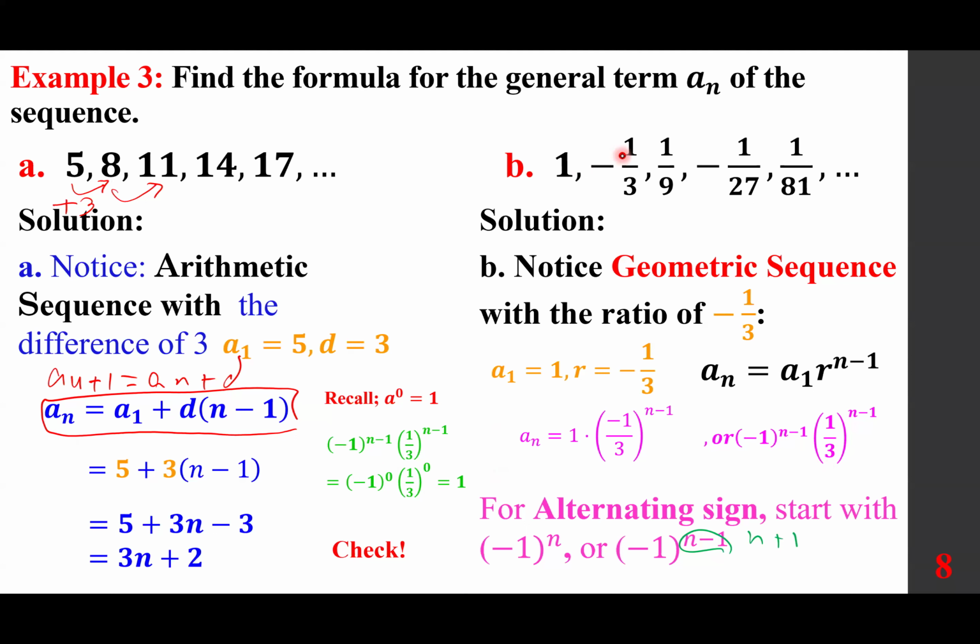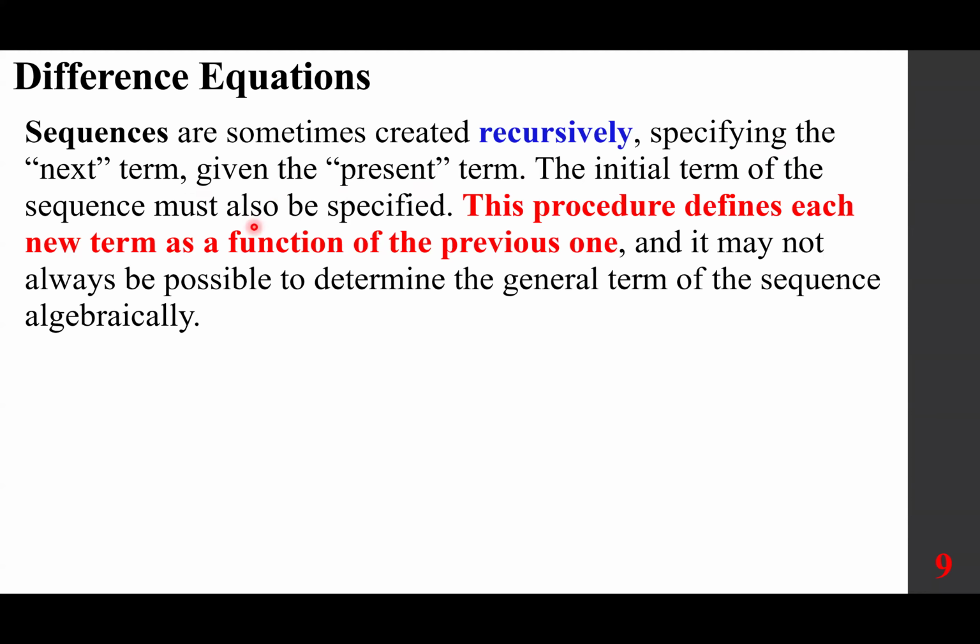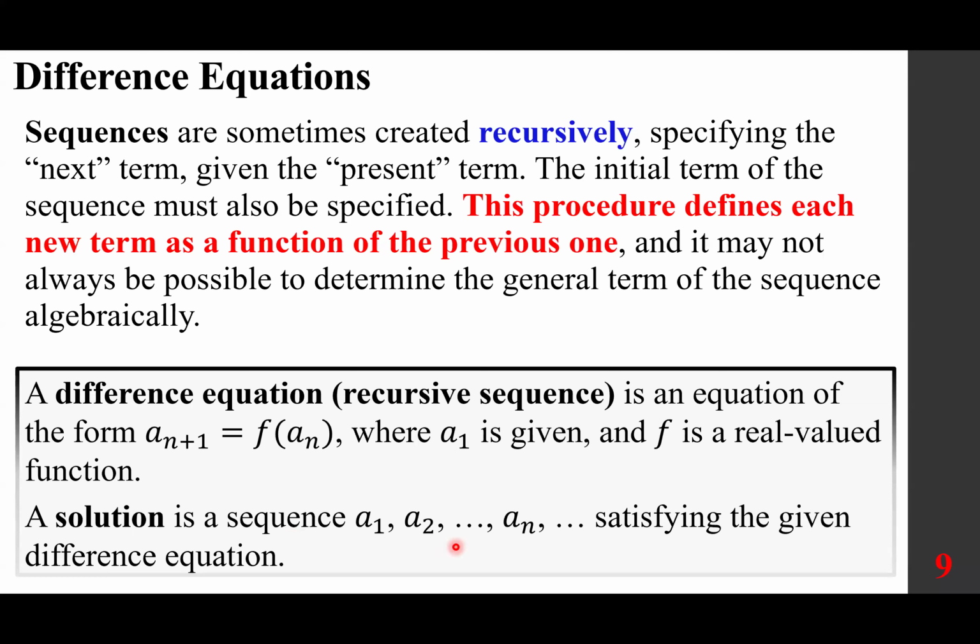Sequences are sometimes created recursively, specifying the next term given the present term. The initial term of the sequence must also be specified. This procedure defines each new term as a function of the previous one. And it may not always be possible to determine the general term of the sequence algebraically. A difference equation, also known as a recursive sequence, is an equation of the form a sub n plus 1 is f of a sub n, where a sub 1 is given and f is a real valued function. The solution is a sequence, a sub 1, a sub 2, all the way to a sub n, satisfying the given difference equation.